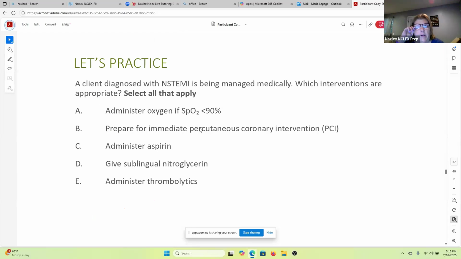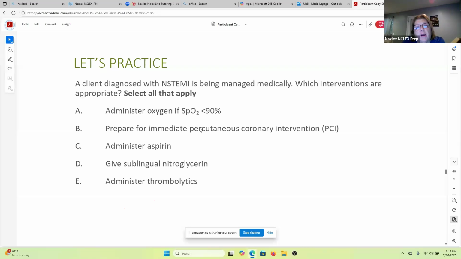A client diagnosed with a non-STEMI is being managed medically. Which interventions are appropriate? So this is a patient who's having a heart attack, but it's not an acute heart attack right now, and we're not seeing ST elevation. So what's our treatment for a patient who's experiencing chest pain? D. Use sublingual nitroglycerin and aspirin.